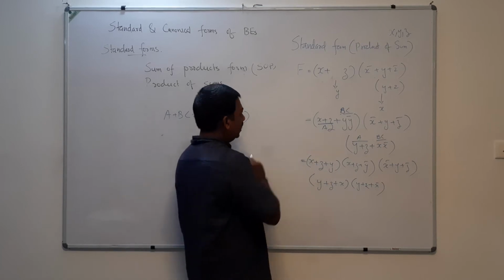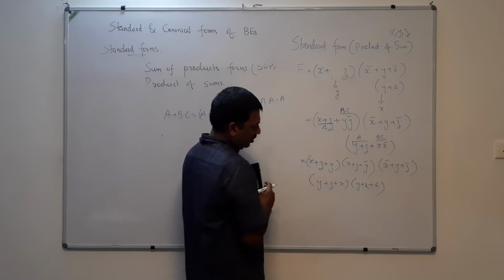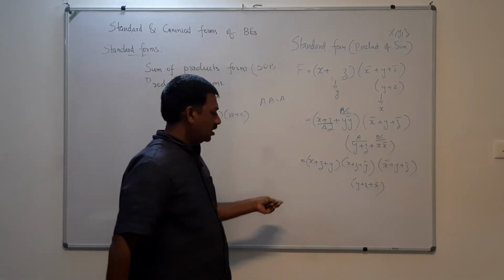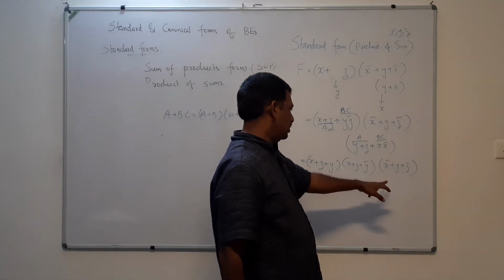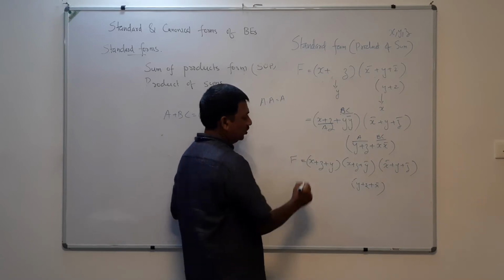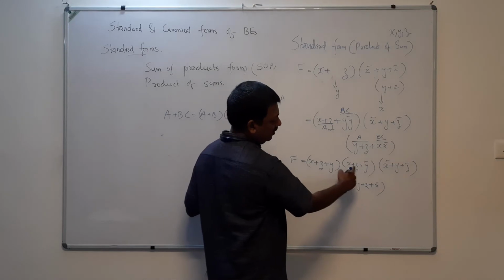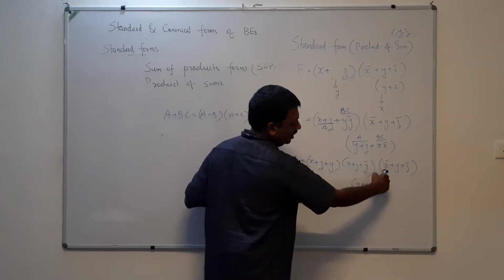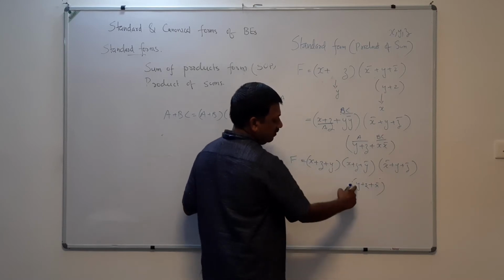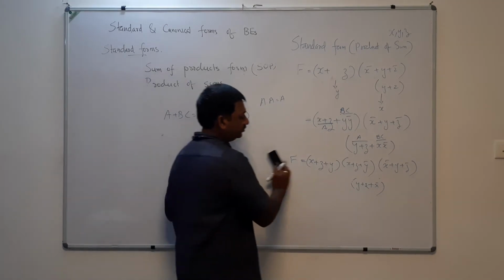Then A dot A is equal to A. That is why you have to keep only one of them, so no need to have this. Then what is this? All other terms are different. Then the result is F is equal to (x + y + z)(x + y' + z)(x' + y + z)(x' + y + z'). Okay, that is the standard form.